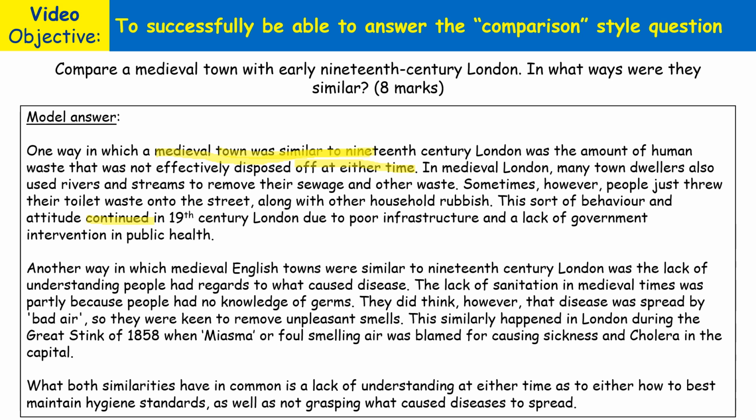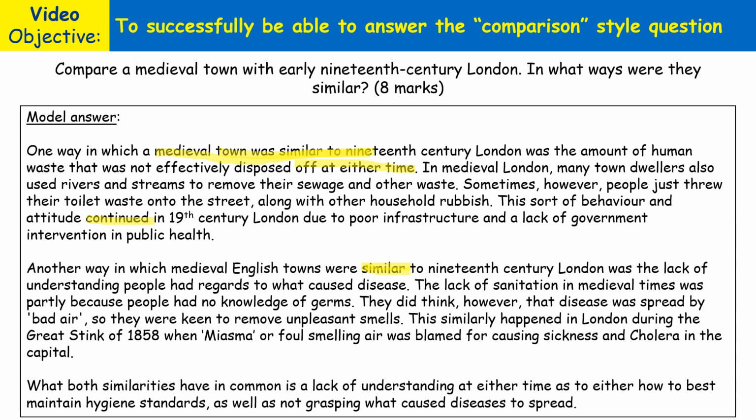So another way in which medieval English towns were similar. Again, we're using the word in the question in our answer to show the marker that we're directly answering the question we've been given. Similar to 19th century London was the lack of understanding people had regarding what caused disease. The lack of sanitation, and again here we're moving on to the evidence part of our paragraph. The lack of sanitation in medieval times was partly because people had no knowledge of germs. They did think, however, that disease was spread by bad air, so were keen to remove unpleasant smells.